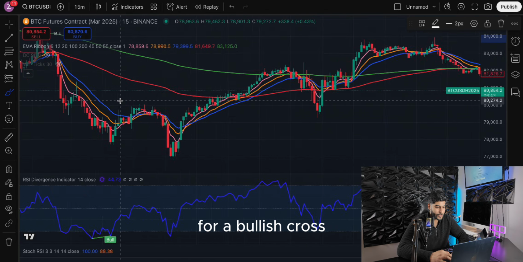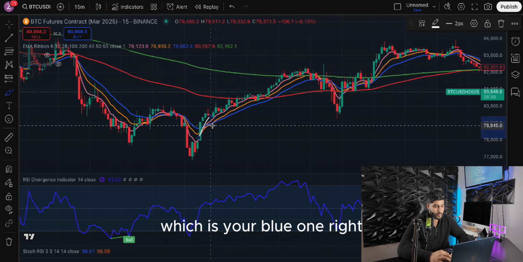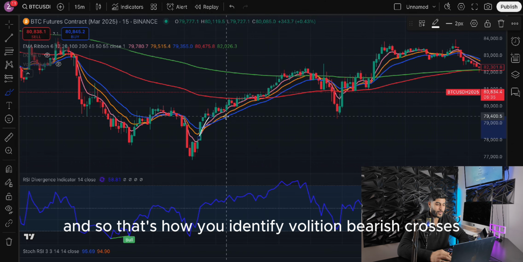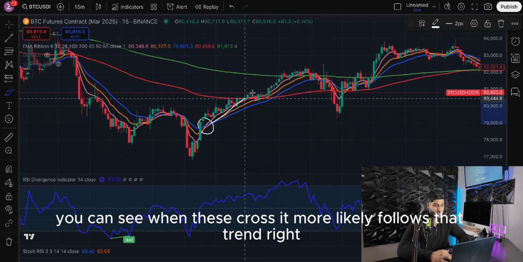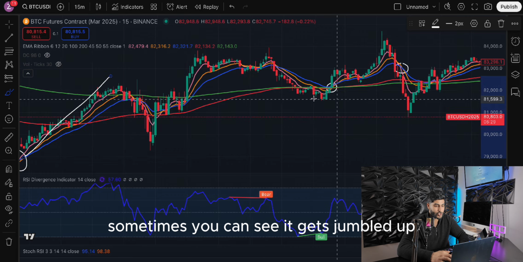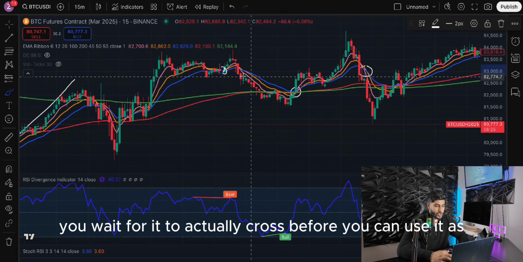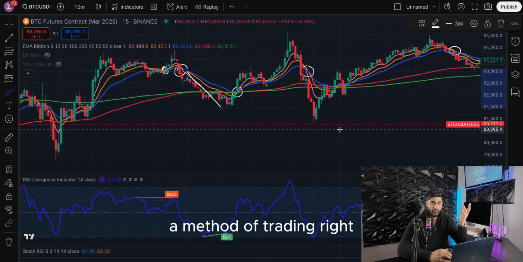For a bullish cross, you have your shorter term EMA going above the longer term EMA, which is your blue one, right? So the 6-day goes above the 20-day. And so that's how you identify bullish and bearish crosses. And you can see when these cross, it more likely follows that trend, right? Sometimes you can see it gets jumbled up, but that's not when we want to be trading it. You wait for it to actually cross before you can use it as a method of trading, right?